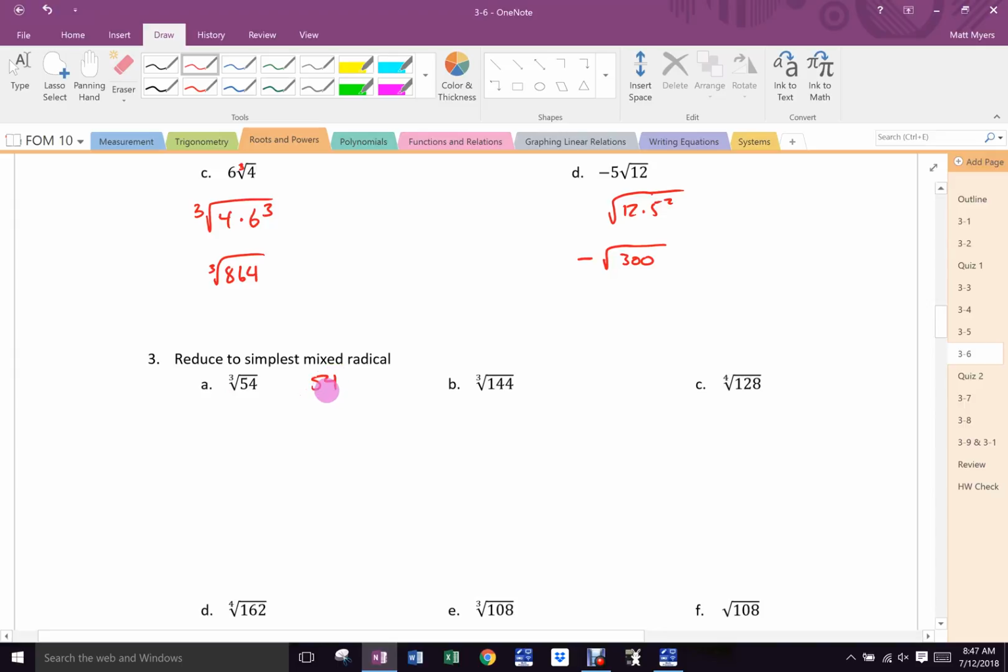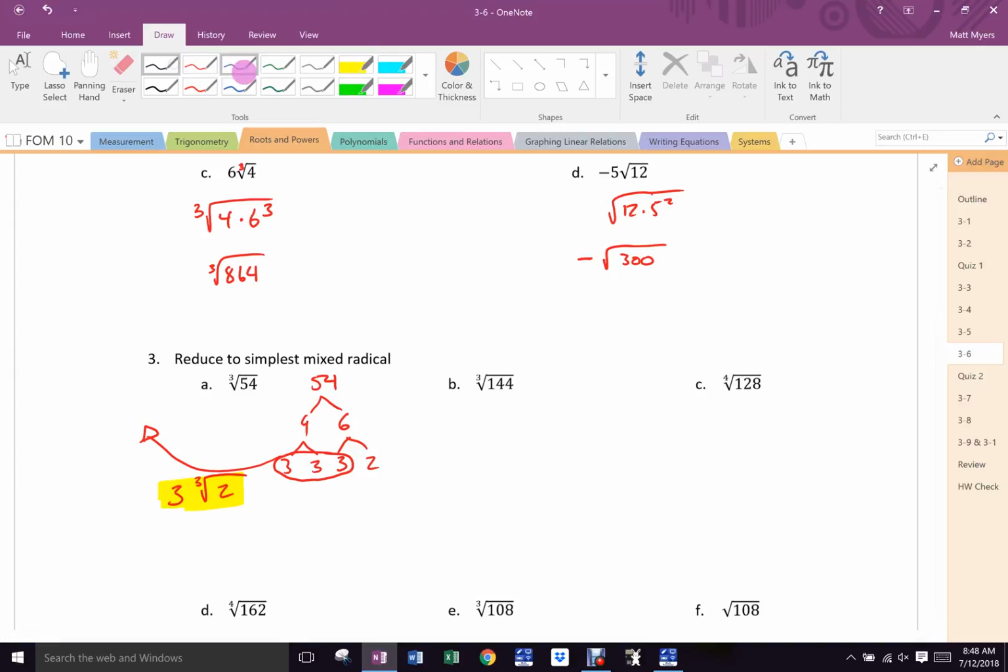Who would like to give me their first step in the breakdown of 54? 9 and 6? Then what? 3 and 3 and 3 and 2. What do you see right there? A group of 3 threes. So what comes out? Not 3 threes. 1 3. And what did we leave under the radical sign? A 2. I have to remember the index.